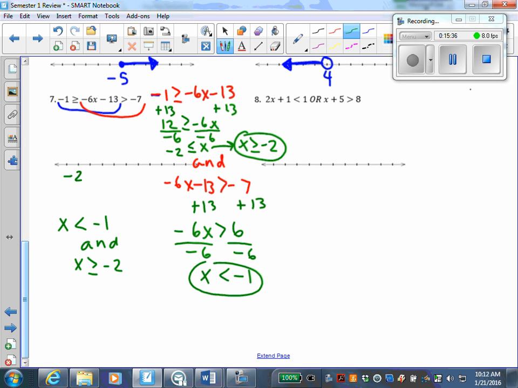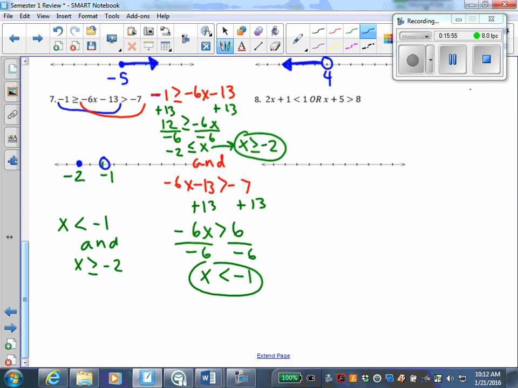I'm going to count by 0.5s. This would be negative 1.5. Here's negative 1. Right here and right here. Okay, so I need an open circle at negative 1, and I need a closed circle at negative 2. And I want basically all the numbers in between them.